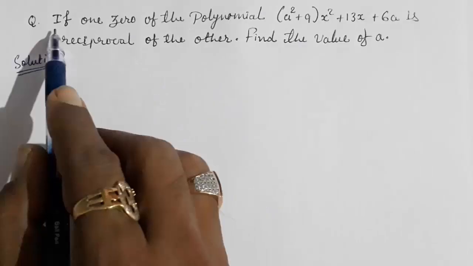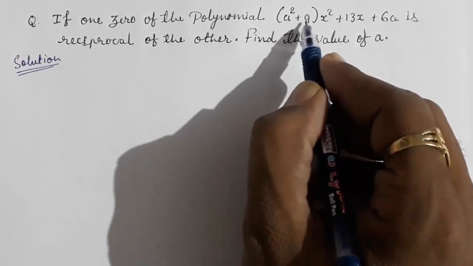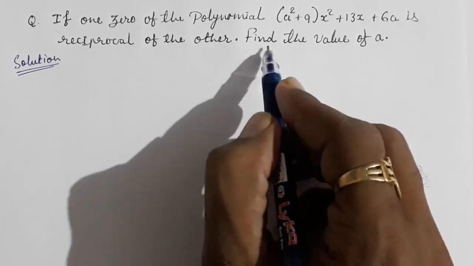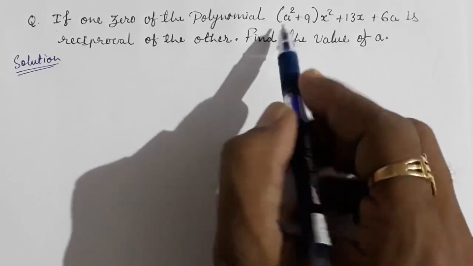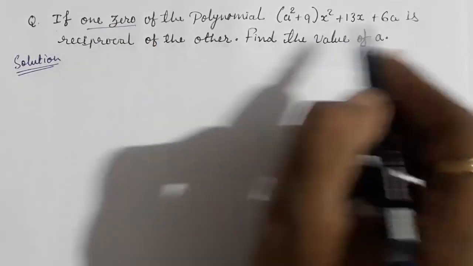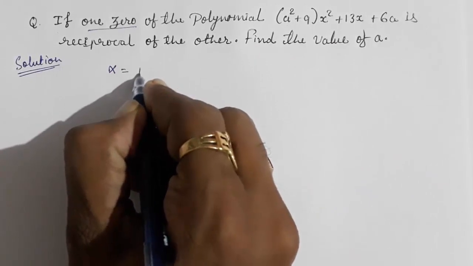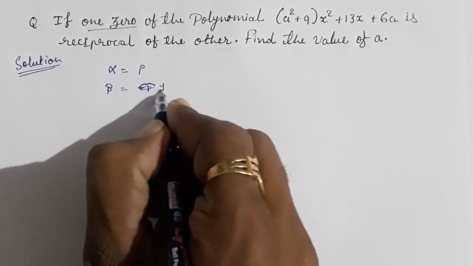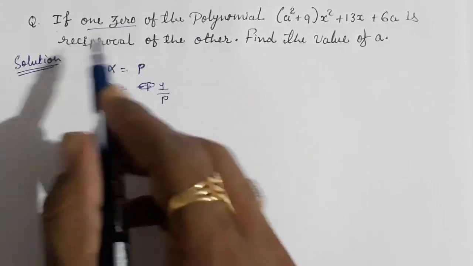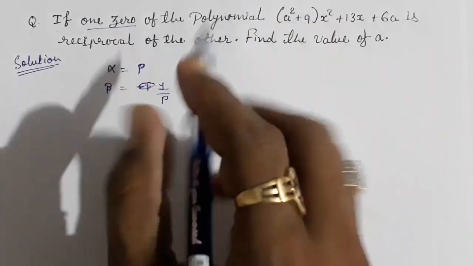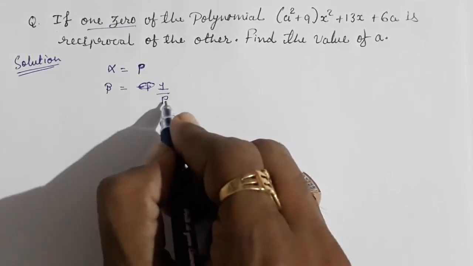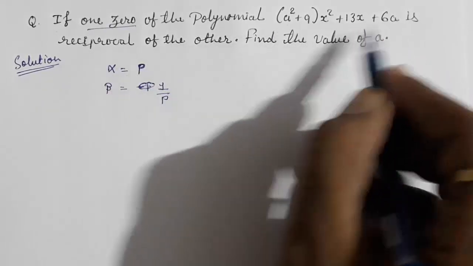Now moving toward question number 2. If one zero of the polynomial (a square plus 9)x square plus 13x plus 6a is the reciprocal of the other, find the value of a. So here they told us that one zero is the reciprocal of the other. There are always two zeros in a quadratic equation. So you can say alpha equals p and beta equals 1 by p, since reciprocal is there. You can take any variable, generally we take x, but here x square is there, so to not get confused, that's why I'm taking alpha as p and beta as 1 by p. Find the value of a.